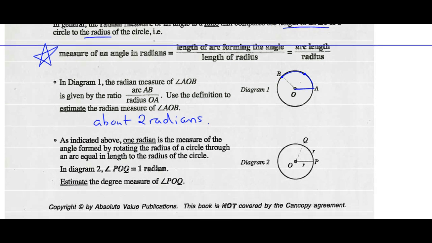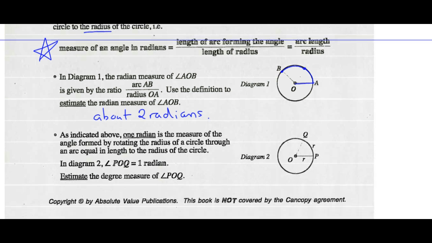As indicated above, 1 radian is the measure of the angle formed by rotating the radius of the circle through an arc equal in length to the radius of the circle. So this measure, angle POQ, is called 1 radian. That's 1 radian measure.